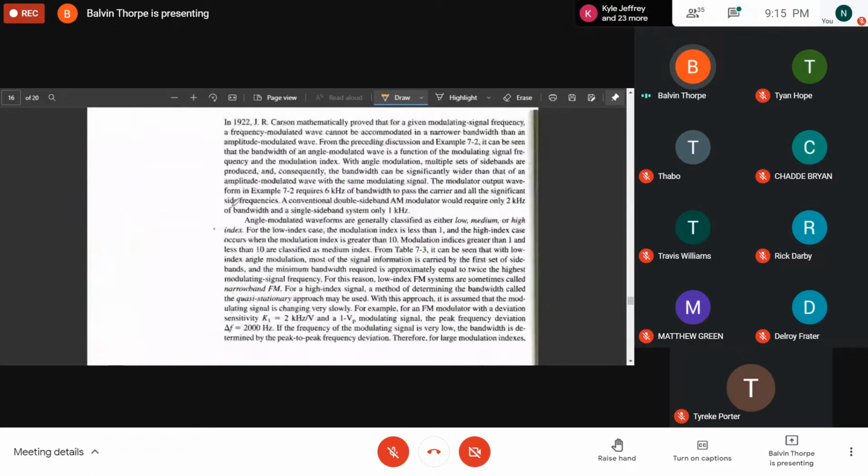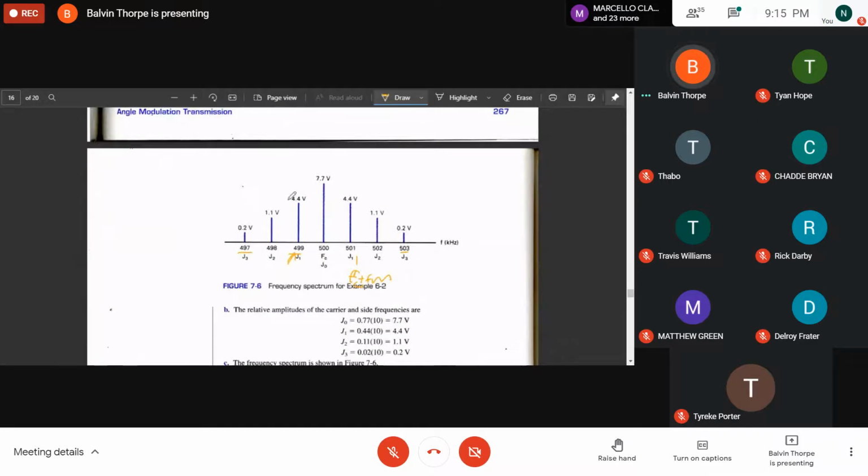So in our example, for argument's sake, this is a carrier and the peak deviation would be up to here, which is what? 503 minus 500, which would be what? Peak deviation would be 3,000. 3K. What does that mean? Well, I want you to be sure how you get it. I just don't want you to say it. So that is your peak deviation, delta F.